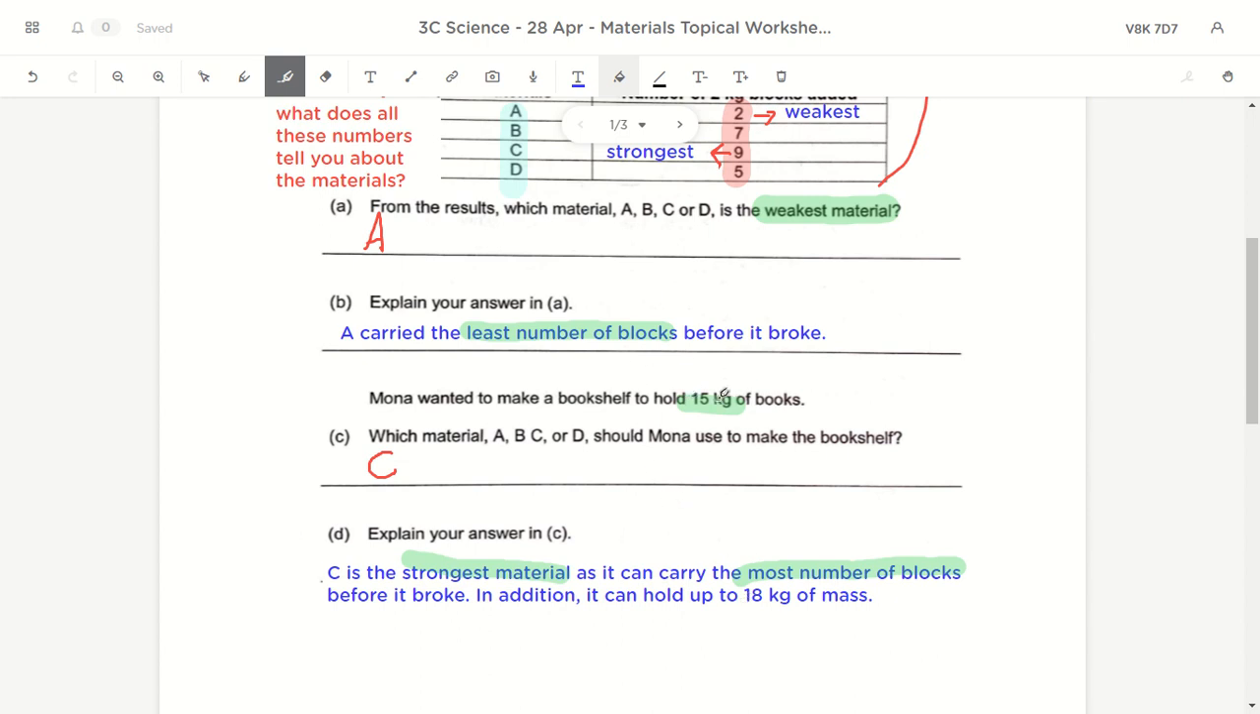Okay, so a lot of you did not mention this part. That's why I arrowed it down and asked you to explain further. A lot of you got the first part, which is the strongest material. Of course, I did mention that you can carry the most number of blocks, but a lot of you didn't mention up to the 18 kg. Okay, so make sure you get these two parts in. Telling me that it's the strongest, telling me why it is the strongest, and telling me that it can hold up to 18 kg will form the complete answer. All right, so let's go on to the next question.